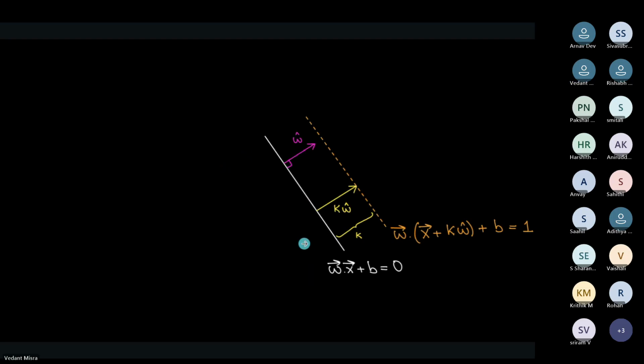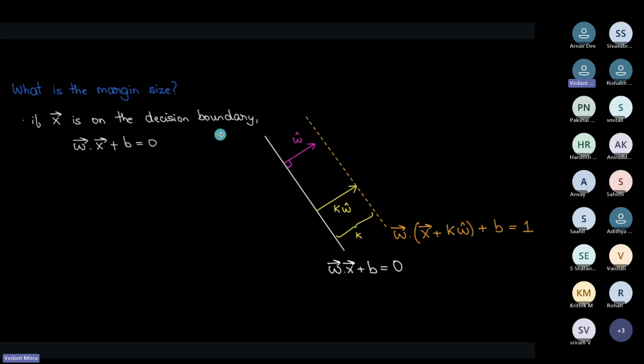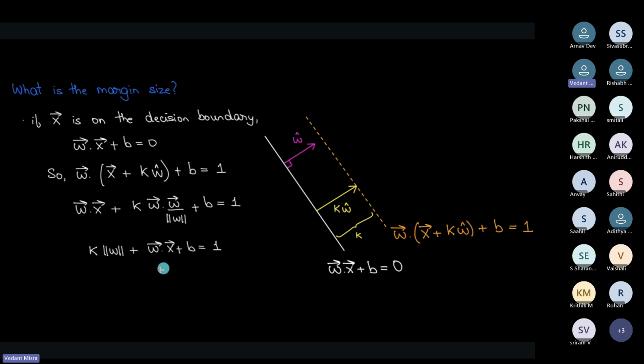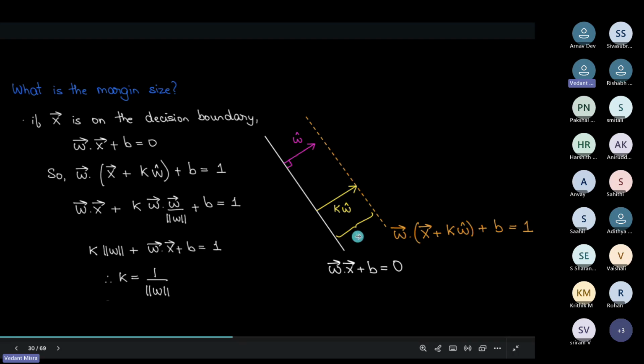So initially X is on the decision boundary. Finally, we reach here. If we just open the brackets, we get Wx plus this. This is the unit vector of W. We just swap these two terms. So then this part, Wx plus B, is anyways equal to 0 because, as we said, X is on the decision boundary. So then we get K norm of W is equal to 1. So K is equal to 1 over norm of W.